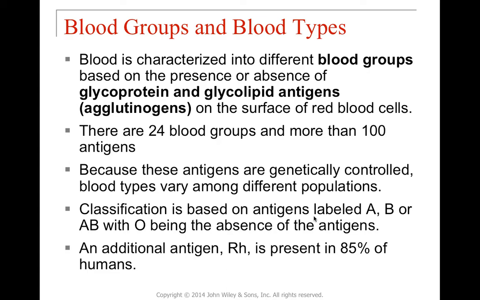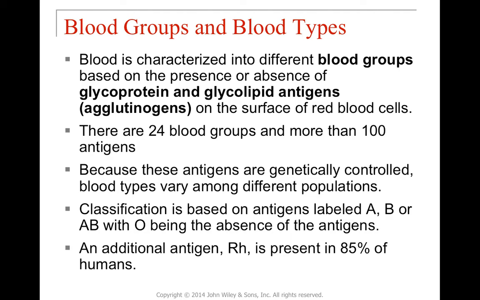So the only way to get an O phenotype would be if you had 2 copies of the O allele, because the O is actually the absence of the antigens. So you either have the presence of one, the presence of the other, or the presence of both, or the presence of neither. And in order to have the presence of neither, you can't have A or B there, right?